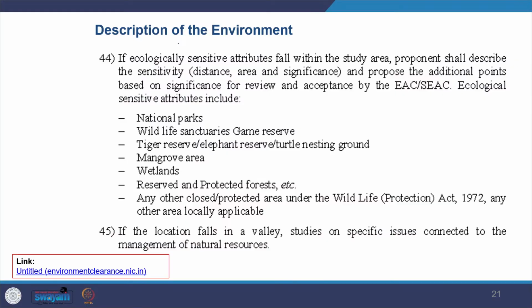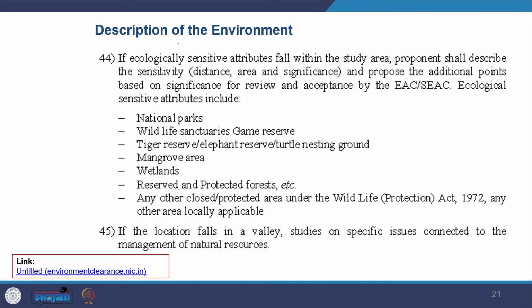You also see that additional points are required based on the sensitivity of the area under study. So there will be certain standard procedure, but based on which area you're studying, certain additional requirements would be there. And when we say sensitivity of the area under study, you have sensitivity in terms of how far it is from certain ecologically sensitive areas, how much is the area and what's the significance of that area, how important it is to the community, to the nation, and for the entire system you're studying.